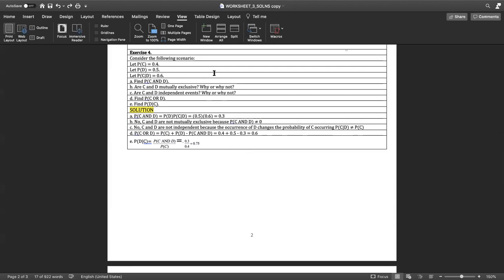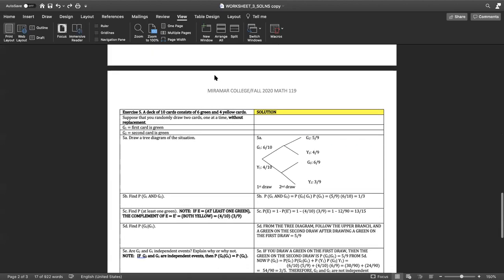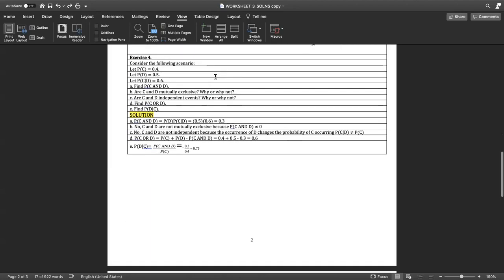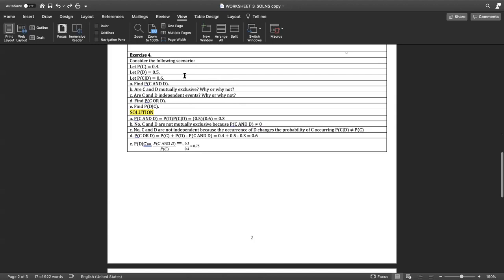Okay, now we come to the final exercise here. No, I'm sorry, 4th exercise. Okay, now in this exercise, we're given a scenario. We are told that these events, C and D, have certain relationships. The first relationship is that the probability of the event C is 40%, 4/10, or 0.4. This other unnamed event, D, has a probability of 1/2.